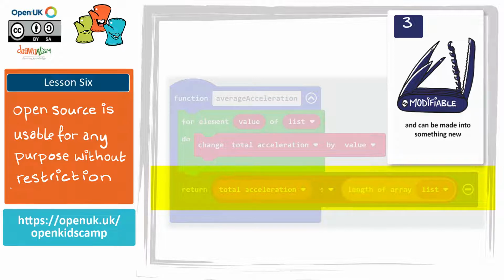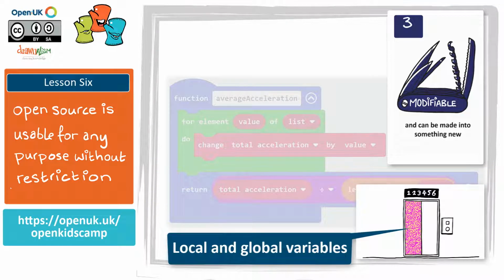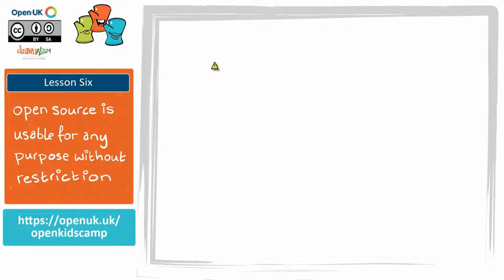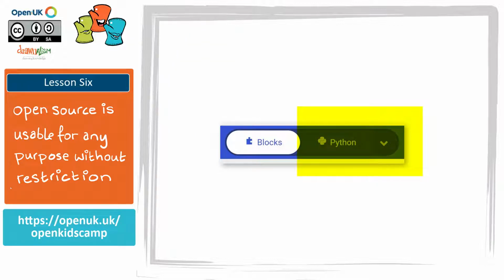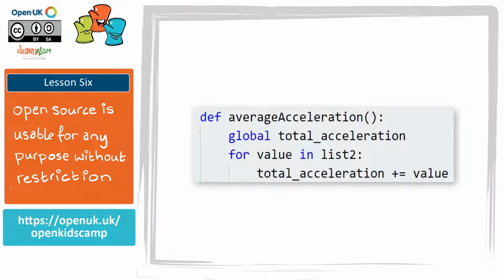Remember, at the start, when we spoke about local and global variables, take a look at the average acceleration function. Can you see any variables which have been created within the function? That's right, the value variable. Let's switch to Python code quickly. You can do this by clicking the Python button at the top of the Make Code editor. This will turn all our block code into text-based Python code. Scroll down until you find the average acceleration function. It should look something like this.